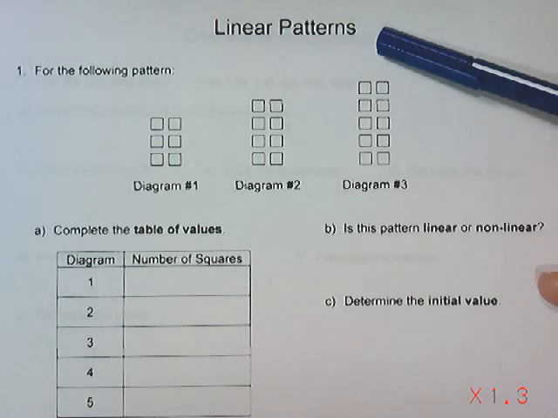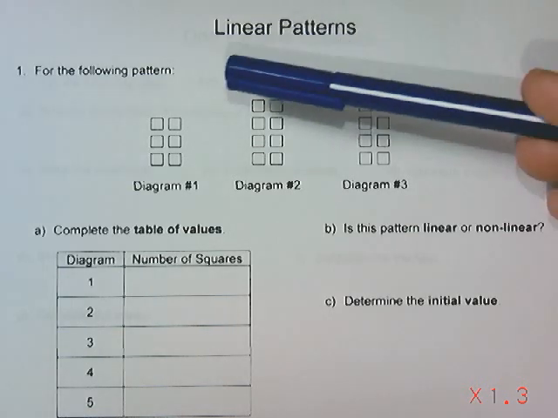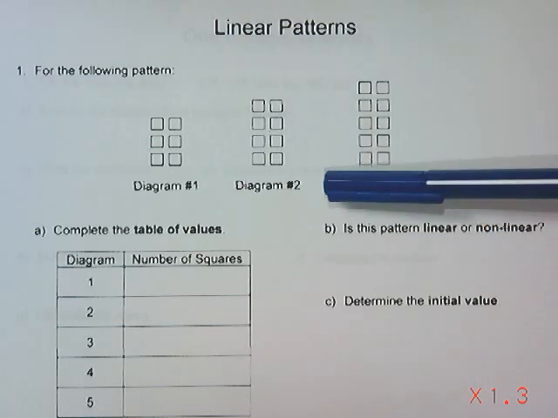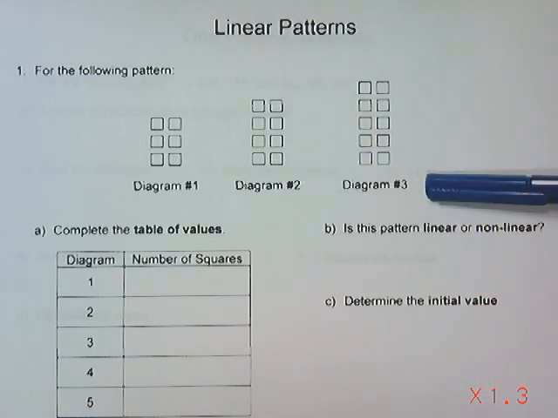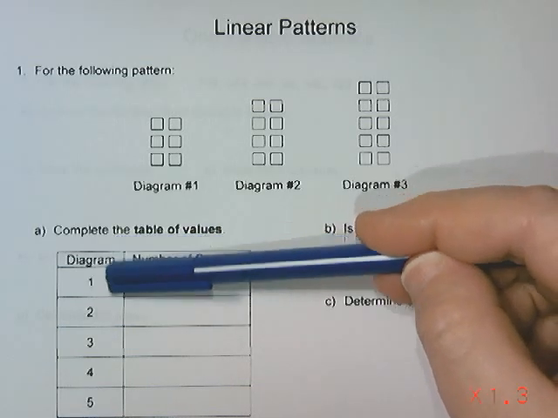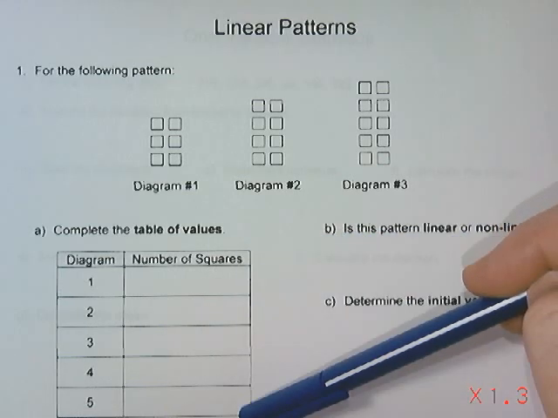In this video, we're going to review linear patterns. So our question here says, for the following pattern, and we have diagram 1, diagram 2, and diagram 3, it first asks us to complete a table of values. So we have a column for diagram and then the number of squares.